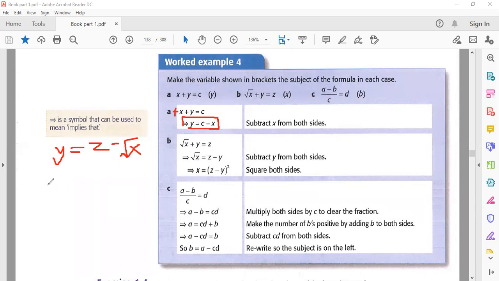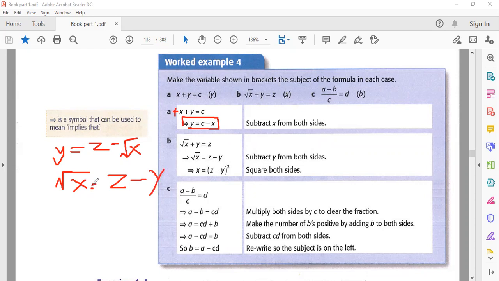But here he mentioned I need to find x. Let's suppose I find x, so what I need to do is simple: I will send y there. If here it is plus y, when it goes to the other side it's minus y.